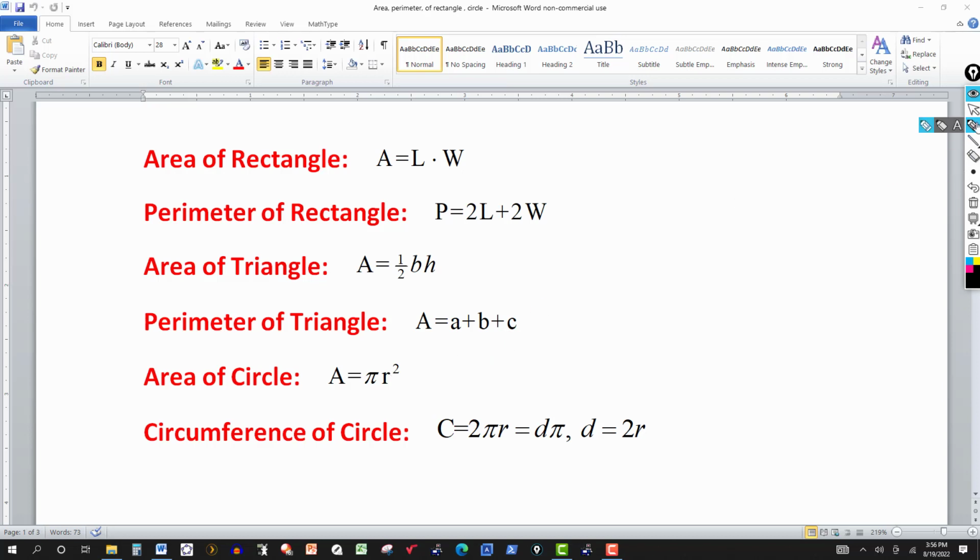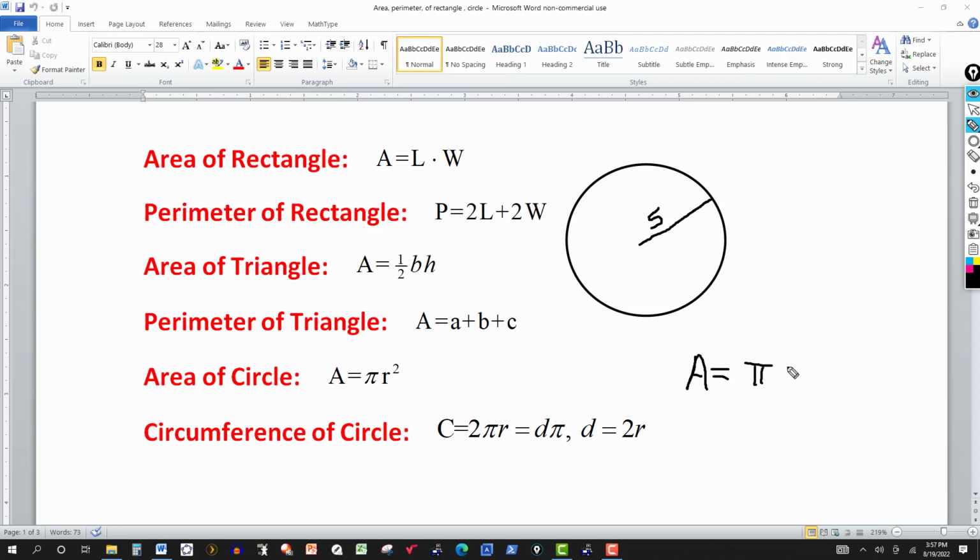Now for a circle, say I have a circle, let's say that's the radius, and we'll say the radius is 5 units, centimeters, inches, whatever. I want to find the area of that. Just use this formula. Pi times the radius squared. So 5 squared is 25 times pi. And this is your area. That's your exact answer. This area is in units squared.